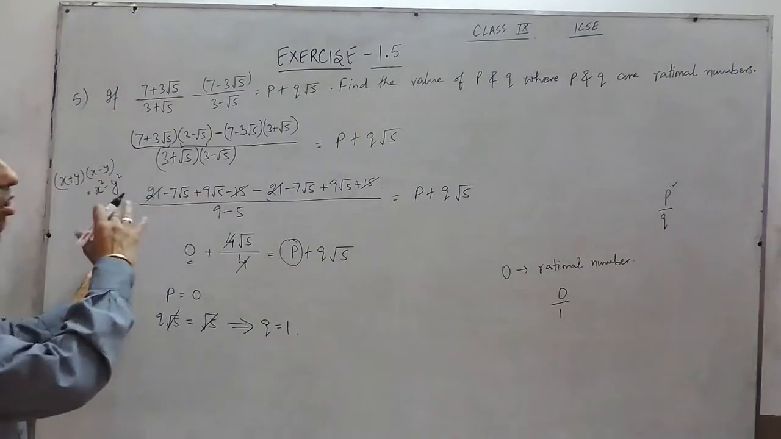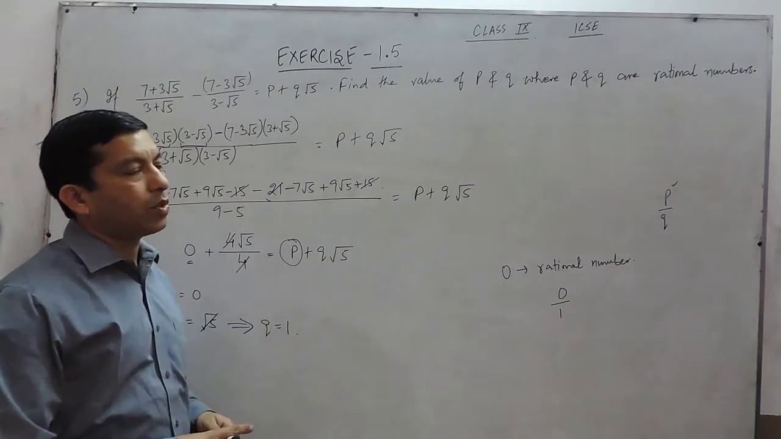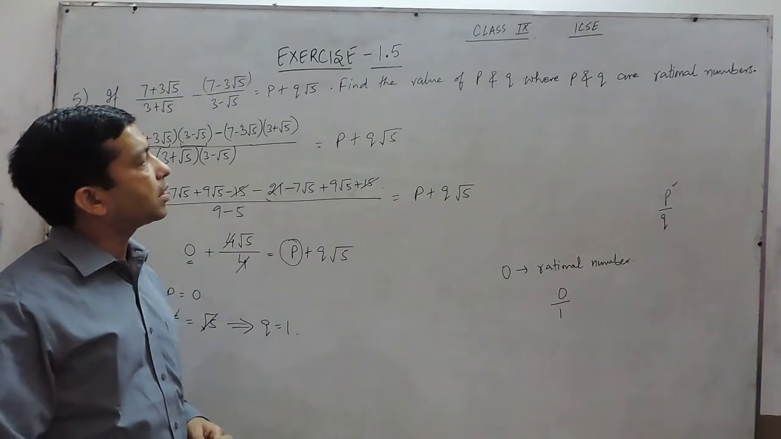So this way we can solve question number 5, where we have to find the value of p upon q. In the next class we will talk about question number 6 onwards.